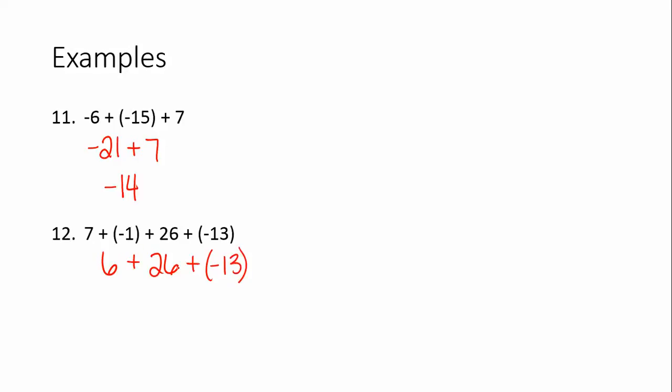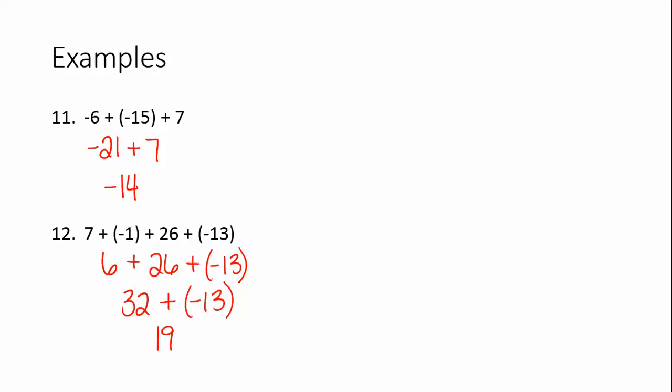Now I'm going to do 6 plus 26. Those are both positives. We get 32, and I'm bringing down plus negative 13. Now I have two numbers whose signs are opposite. I have a positive 32 and a negative 13, so in my head now I will be subtracting them. 32 minus 13 is 19, and my answer should be positive because the 32 is bigger and 32 is positive.